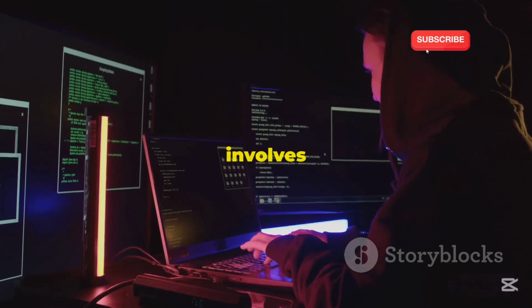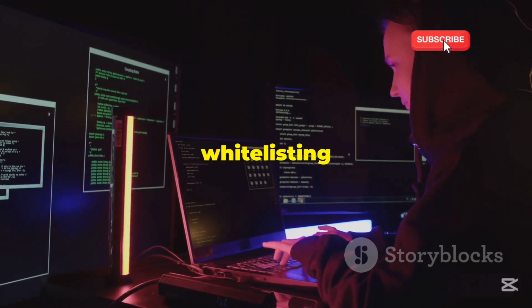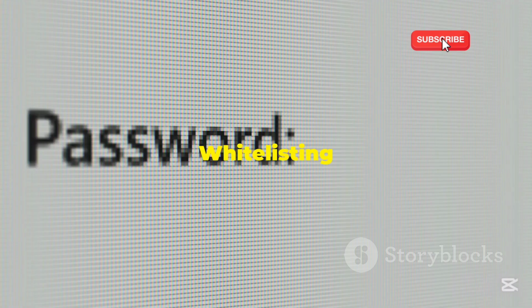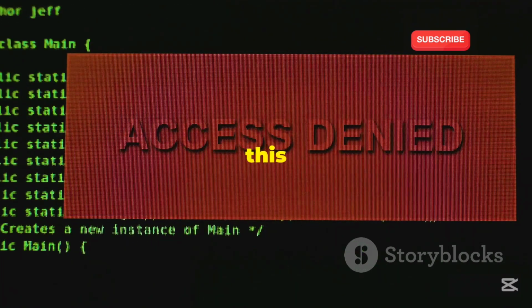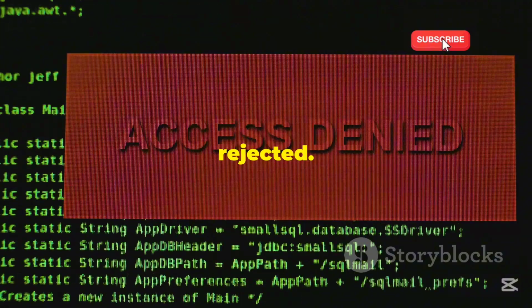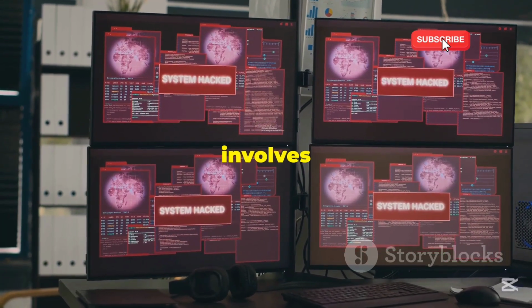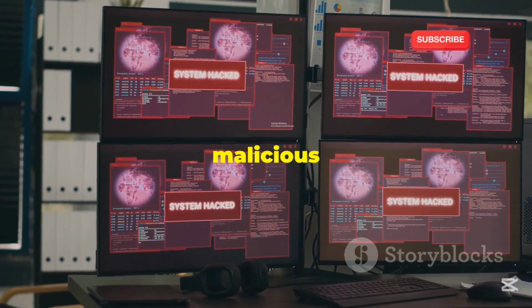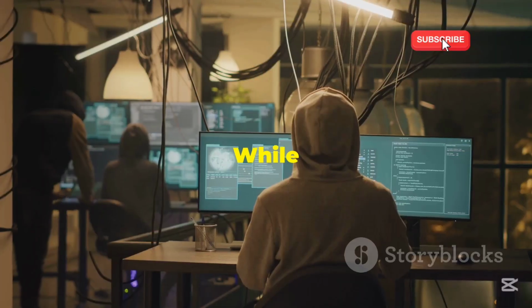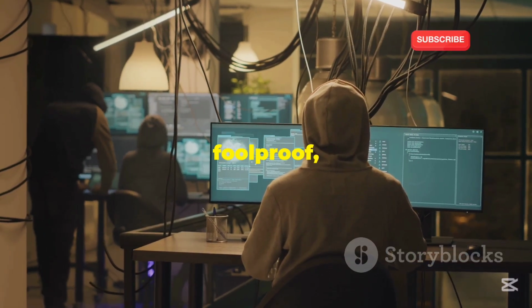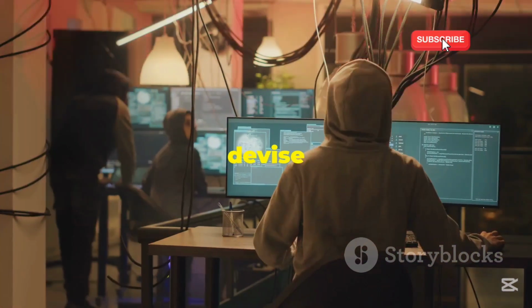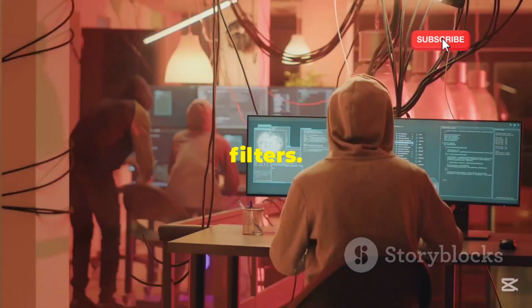Effective input validation involves two key steps: whitelisting and blacklisting. Whitelisting involves defining a strict set of allowed characters or patterns for each input field. Any input that deviates from this whitelist is immediately rejected. Blacklisting, on the other hand, involves identifying and blocking known malicious characters or patterns. While useful, blacklisting is not foolproof, as attackers constantly devise new ways to bypass these filters.